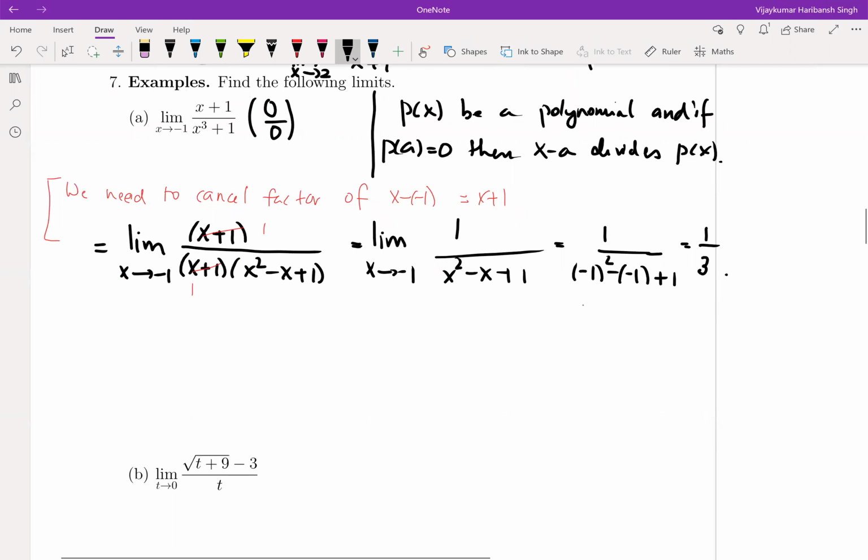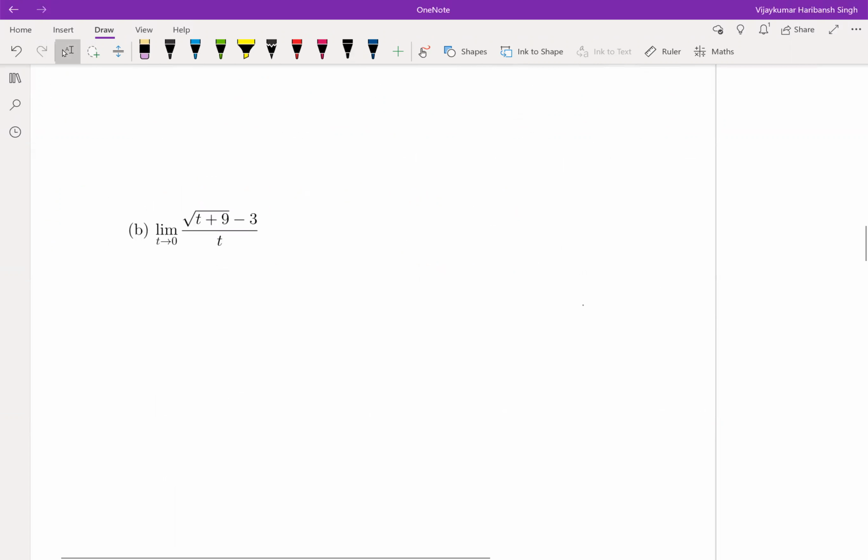Now we can move to the problem we had as a motivation. Here we have the limit as t goes to 0 of (square root of t plus 9 minus 3) upon t. When you put t equals 0 on top, you get what? You get square root of 9 minus 3, which is 0. In the bottom, you have 0. So this is again a 0 over 0 form. You need to cancel a factor of t minus 0 from numerator and denominator. There's already a factor of t in the denominator. We need to get it in the numerator. The way we'll go about it is we will rationalize to get that factor out.